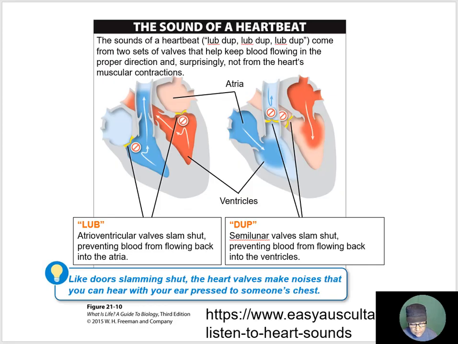All right. So the heart sounds. When you go to the doctor's office, he puts a stethoscope on you. He's listening to your heart. What is he or she listening for? So the sounds of a heartbeat, this lub-dub, lub-dub, lub-dub, actually come from the two sets of valves that keep the blood flowing in the proper direction. And surprisingly, those sounds are not coming from the heart's musculature contraction. This is what a lot of people think. It's coming from the contraction of the muscles. It's not. It's coming from the valves actually closing.